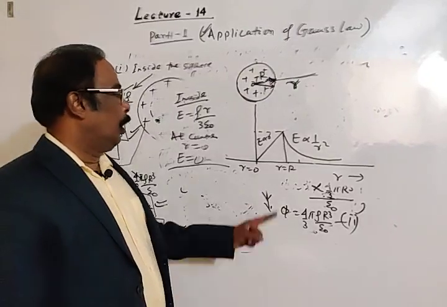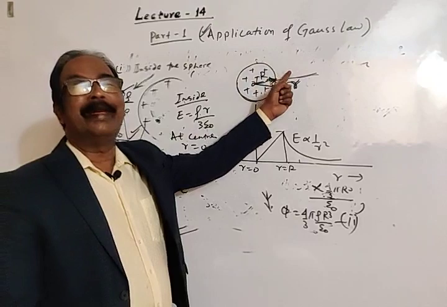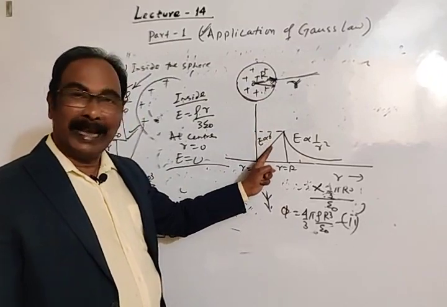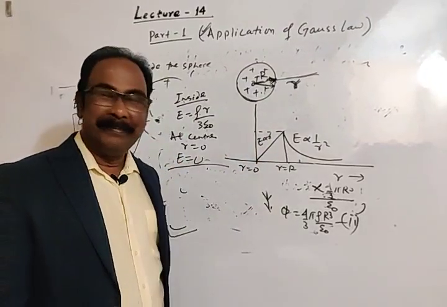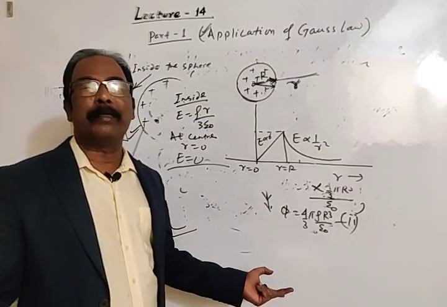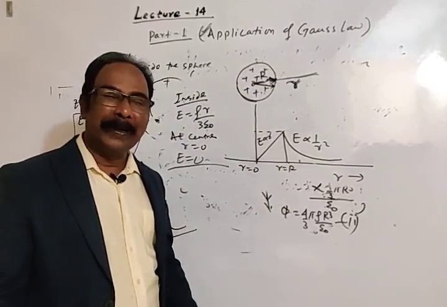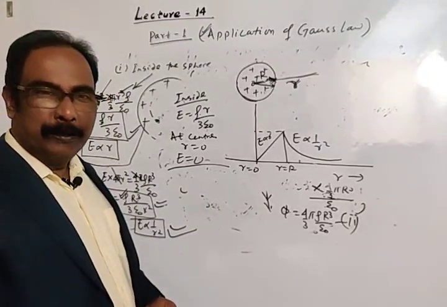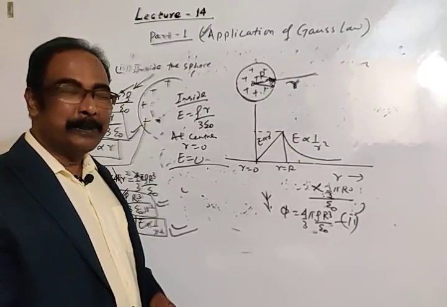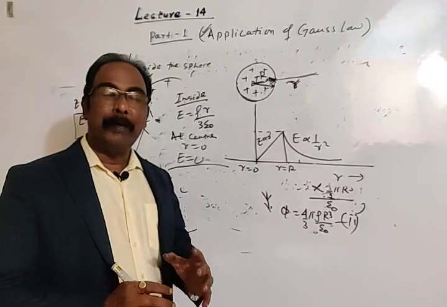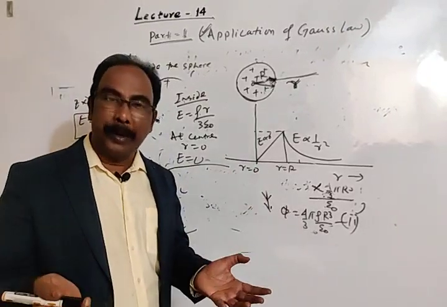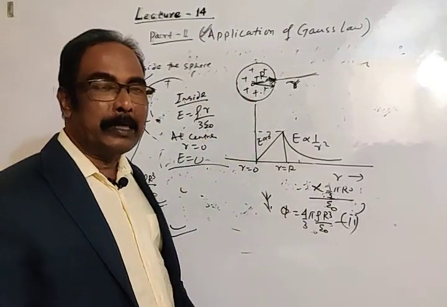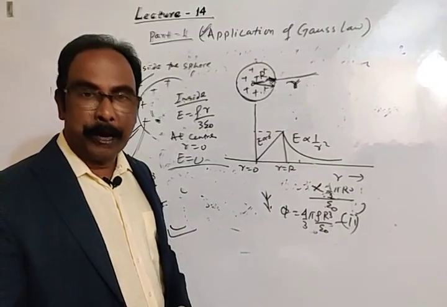So, for an insulating uniformly volume distributed sphere, there is an electric field inside the sphere, because charge is inside the sphere. So this is about uniform distribution of charge. We have discussed two types of distribution: uniform surface distribution of charge, charge per unit surface area, and in the second case, uniform volume distribution of charge.